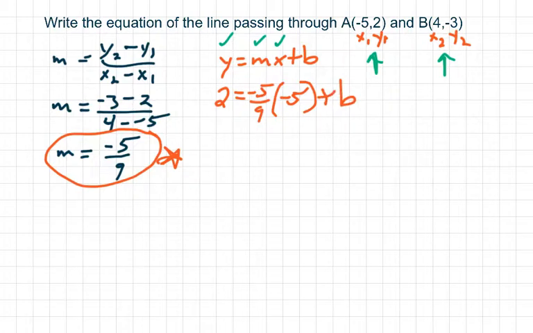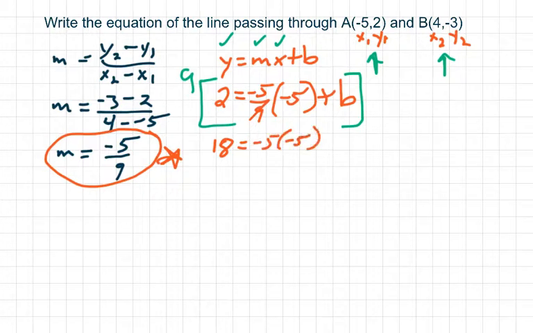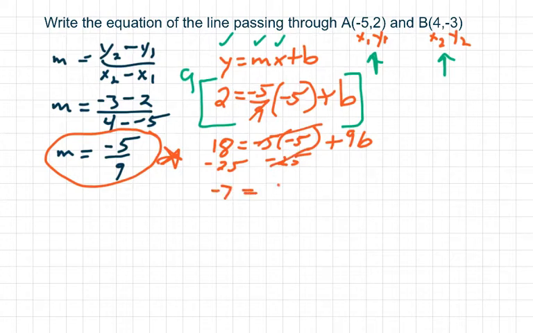I don't like the fraction, so of course I'm going to multiply everything by a 9. So when we do that, we get 18 equals, it cancels the 9 out right there, so I'm just left with -5 times -5 plus b, plus 9b. There, I almost made that common mistake of missing that 9 on the b. So we got -5 times -5, that's 25. So in order to get rid of it, I got a minus 25 here on both sides. That'll cancel there. I'm left with -7 equals 9b.